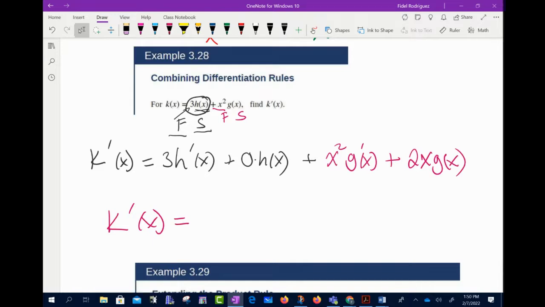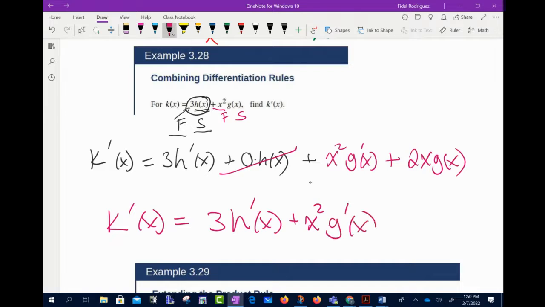Okay? Now, can I simplify anything in here at all? I'll give you a hint. I can. There's only one piece. What's the only thing I can simplify? The 0 times h of x, right? So this is going to be 3 times h prime of x plus x squared times g prime of x plus 2x times whatever the function g of x is equal to.